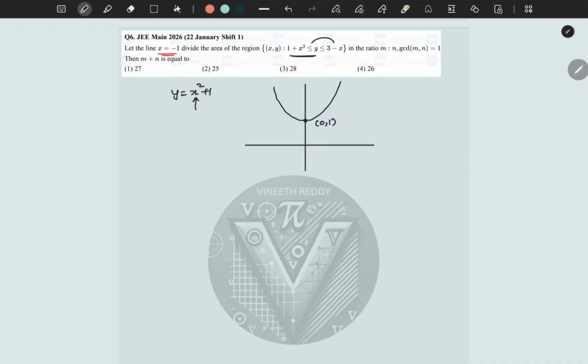So this parabola will be intersecting the y-axis at 0, 1, and then the other equation is y is equal to 3 minus x. So wherever we have an inequality, we are first removing the inequality and replacing it with an equal to sign. So it is nothing but x plus y equals to 3. That means this straight line will be cutting the x-axis at 3, 0 and the y-axis at 0, 3, right? Replace x and y with 0, we'll be getting something like this. It will be something like this, right?